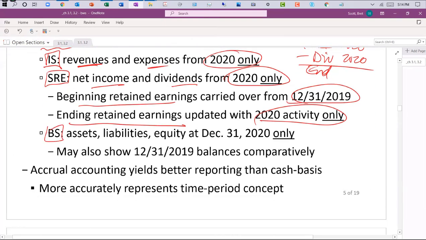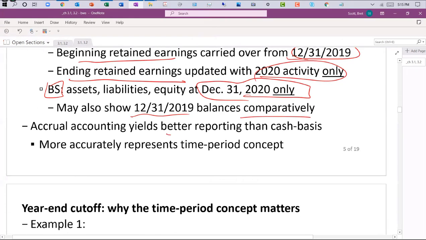On the balance sheet, the assets, liabilities, and equity, you see that is the December 31st balances as a point in time only. So how much cash do we have at the end of the fiscal year, December 31st, 2020? This is how much cash we have. Here's how much land we have. Here's how much we have in common stock, in debt, etc. Some companies may also show, for comparison reasons, the prior year-end balances. So we can see how did cash balance compare relative to last year.